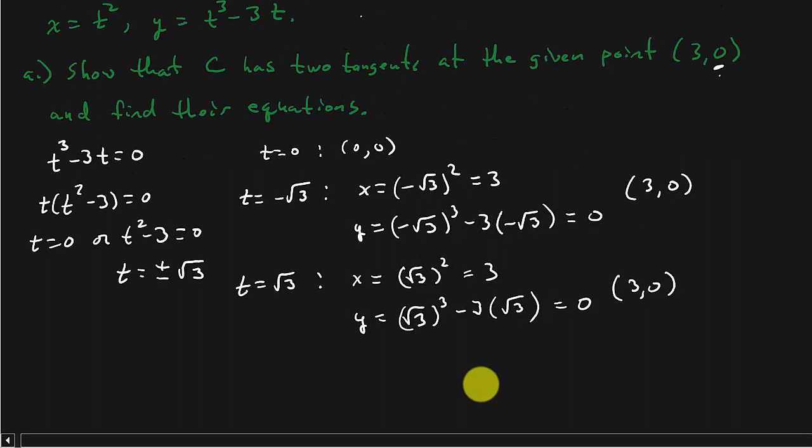Well, do we have a point? Yes. So remember, we're finding two equations. We're finding the equation when t equals negative square root of 3 and when t equals square root of 3. So it's like two different problems. So let's do it first when t is negative square root of 3.